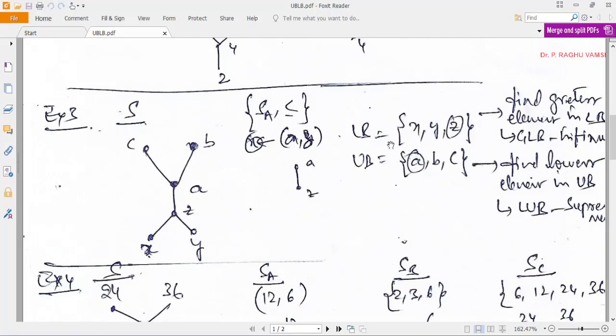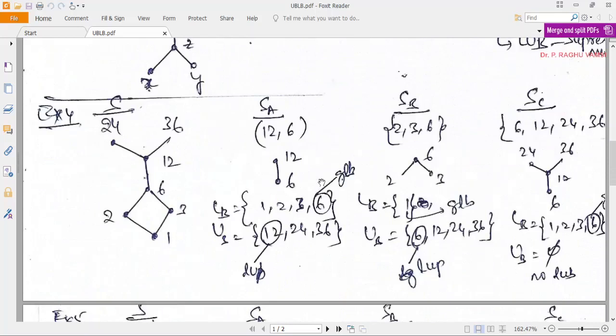So from the lower bound set, what is the greatest lower bound? The greatest lower bound here is Z, and this greatest lower bound is also called infimum, whereas the lowest upper bound is called supremum. And here in the upper bound, what is the least element? A. So GLB is Z and LUB is A. Like that, we'll see another example.